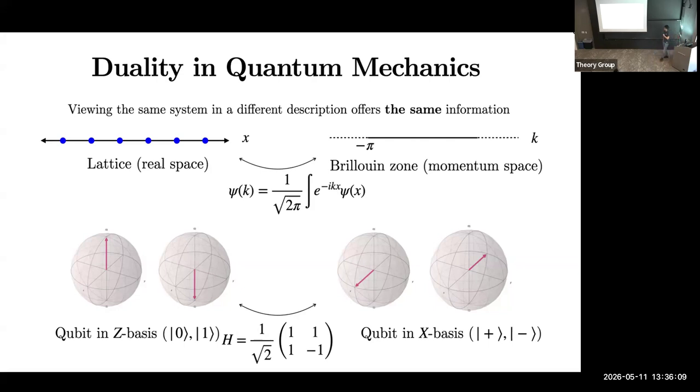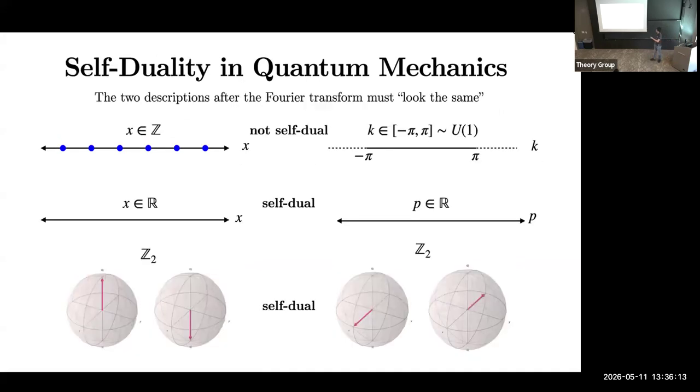Now, in addition to duality, one might want to impose more information, such as a self-duality. And in this example above, going from the lattice to the Brillouin zone is not self-dual, right? Because both sides of the description look a bit different. But there are examples where when you do the Fourier transform, they're self-dual. For example, when you're on the real line, right? If you are on the real line and you go to momentum space, that looks the same.